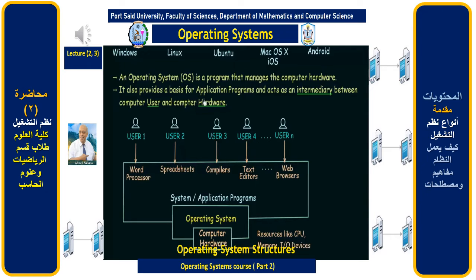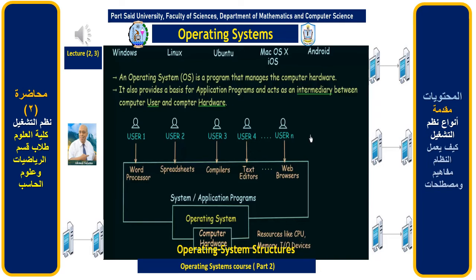So it provides a basis for the application programs. Here we have our application programs, and they are installed on the operating system. It provides a base for the application programs, and also it acts as an intermediary between the computer user and the computer hardware. So here we have the users, and here we have the hardware, and the operating system acts like an intermediary between the user and the hardware, thus making the process of computation and the usage of computers seamless and very easy for the users.